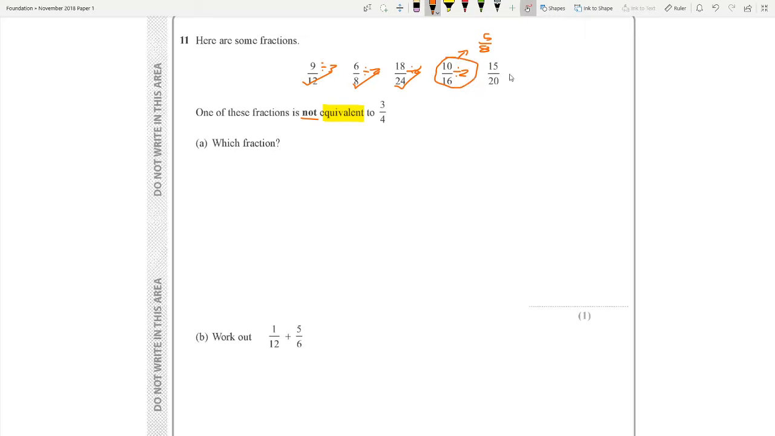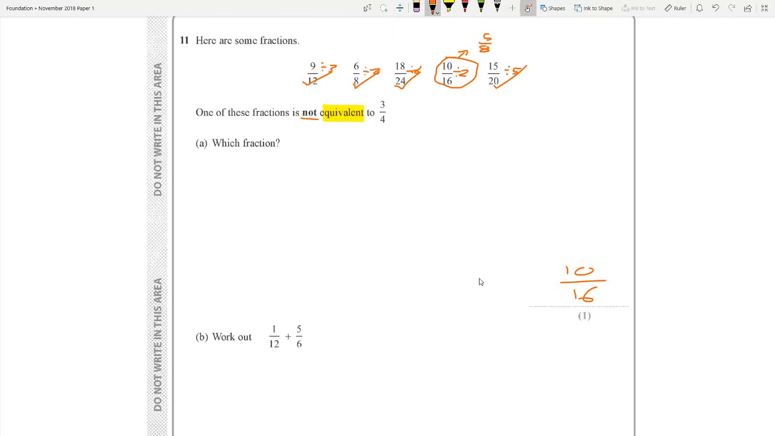But let's just make sure, and let's check the last one as well. So 15 over 20. I can divide both of these by 5, can't we? What does it give us? Well, 15 divided by 5 is 3. 20 divided by 5 is 4. 3 over 4, that one is equivalent. So the answer is 10 over 16.